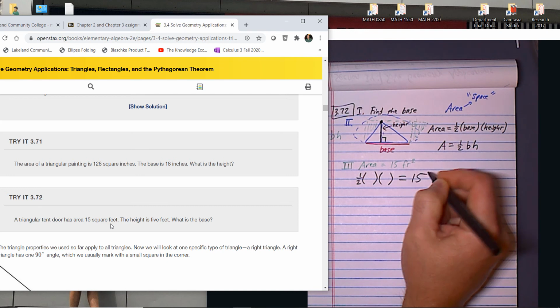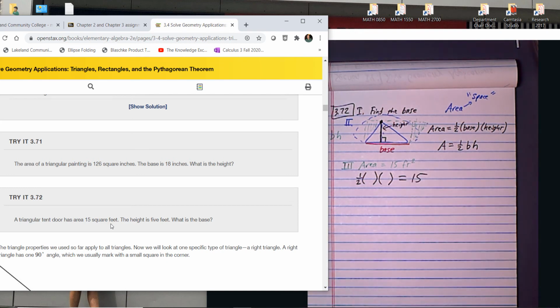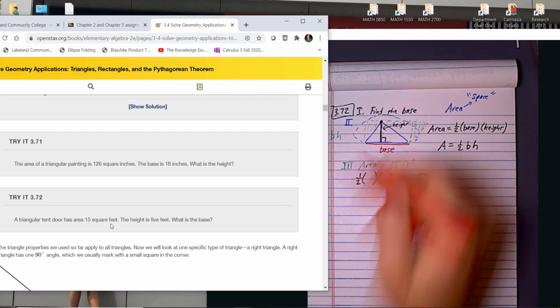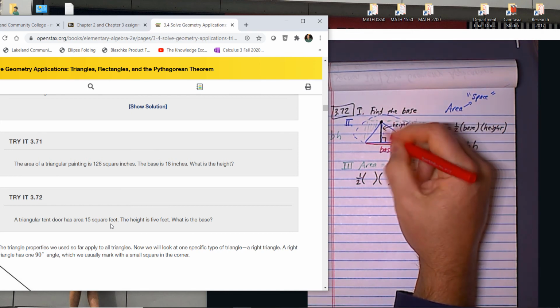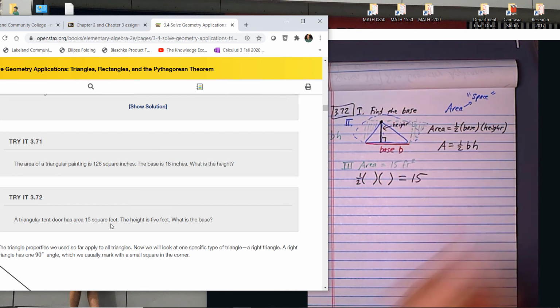to 15. Now, do we know the base or the height? I guess we don't know the base. We're trying to find that. I'm going to call it B. Do we know anything about the height? Oh yeah, they tell me.